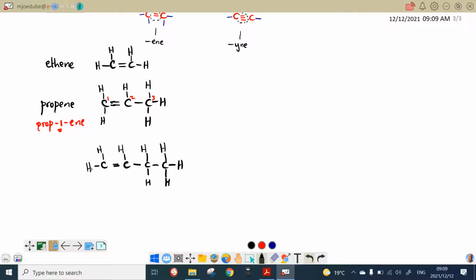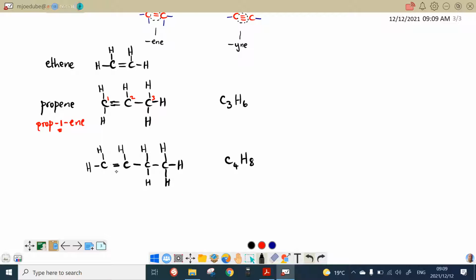Right. So in this case, what do we have? We've got a total of 1, 2, 3, 4, 5, 6, 7, 8. So this becomes C4H8. And in this one, it was C3H6. If you count, you've got 2, 4, 6 hydrogens.